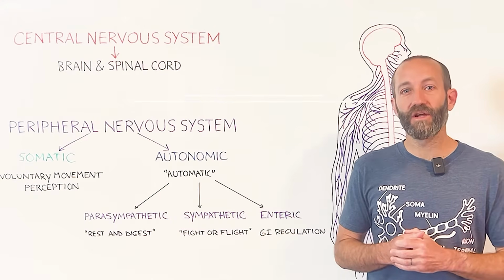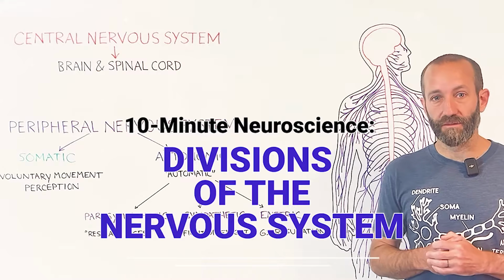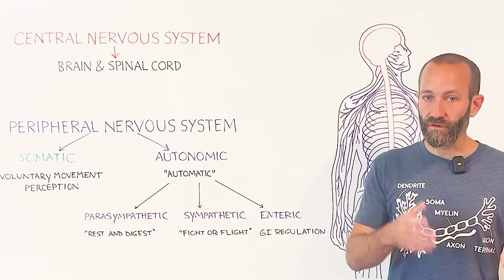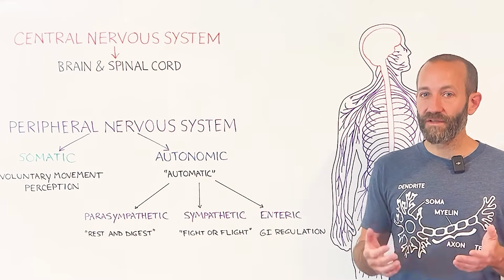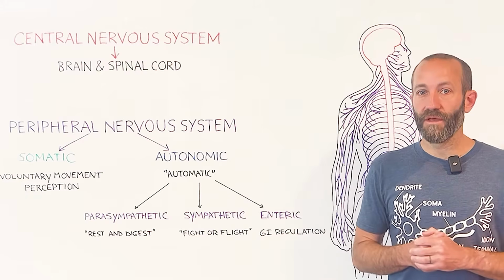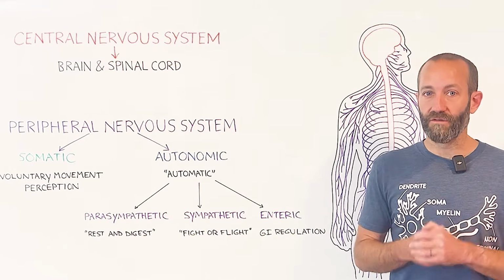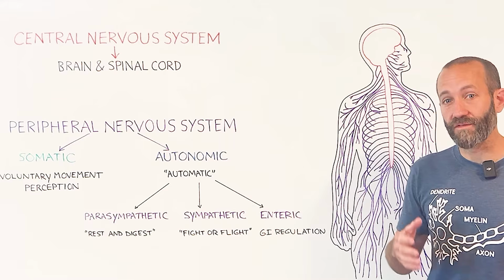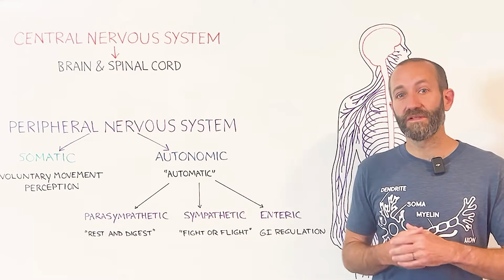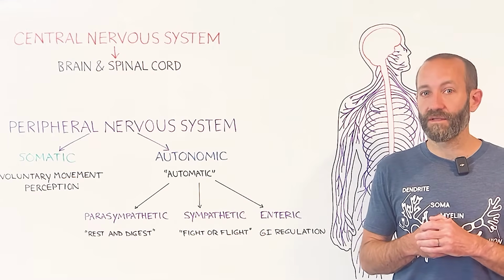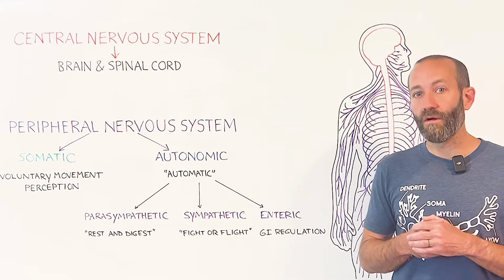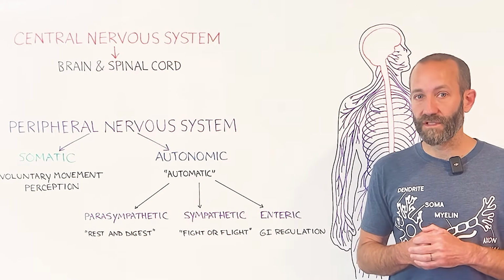In this installment, I'll be covering the divisions of the nervous system. I'll discuss the central and peripheral divisions, as well as the subdivisions of the peripheral nervous system, the somatic and autonomic nervous systems. And I'll cover the subdivisions of the autonomic nervous system, focusing mostly on the sympathetic and parasympathetic divisions, although I'll also briefly cover the enteric nervous system.